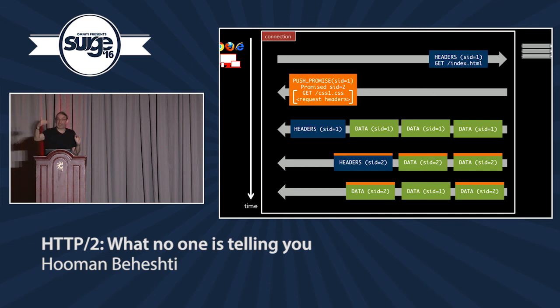I don't need to send the CSS, I just need to send the push promise to let the browser know that this is coming. That's the idea. In this case, we send the push promise, then we send the headers frame with data from stream ID 1, the HTML, and then the headers and data from stream ID 2, which is the push stream. And again, because it's H2, we can interleave those with the data from stream 1.